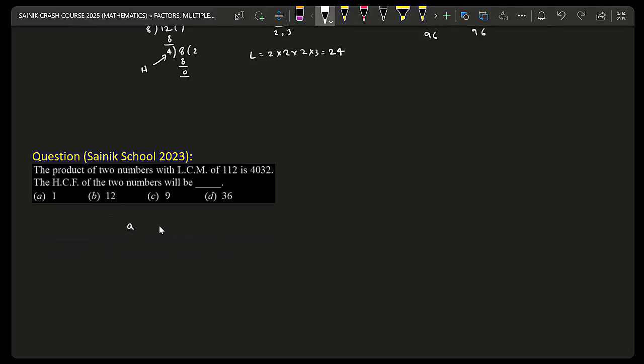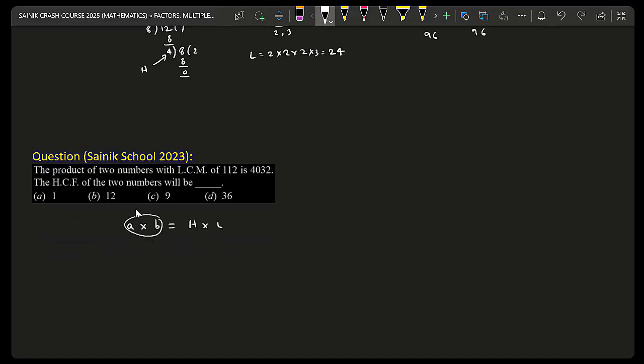Let us take the numbers A and B. Let us call their HCF H and their LCM L. Which property do we know between them? I'm not asking about the numbers in the question. What is the relation between the numbers A and B and the HCF and LCM according to the fourth property? Product of numbers is equal to product of HCF and LCM. Very good. So we can write A into B is equal to H into L.